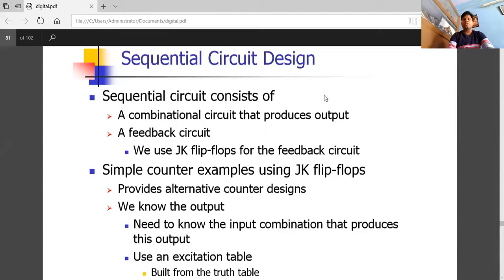Sequential circuit design is generally a combinational circuit and a feedback circuit. In this sequential circuit design, we design a counter using JK flip-flop. Before we start designing, three things are given. First is the excitation table, the input combination and output combination.